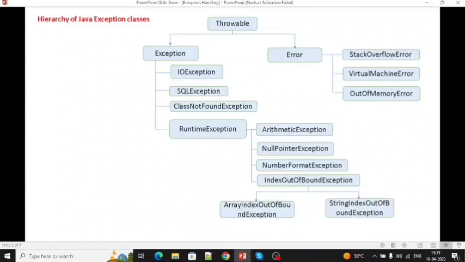So we can handle exception but we can't handle error. For example, we have a program and we don't have sufficient memory to run that. So at that time we will get OutOfMemoryError.